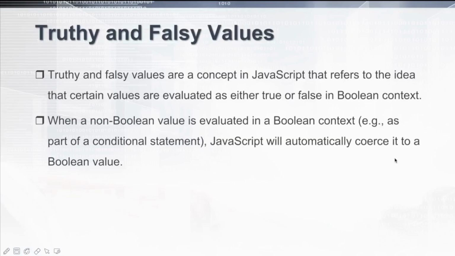So in this video, we are going to be looking at Truthy and Falsy values. Truthy and Falsy values are a concept in JavaScript that refers to the idea that certain values are evaluated as either true or false in Boolean context.